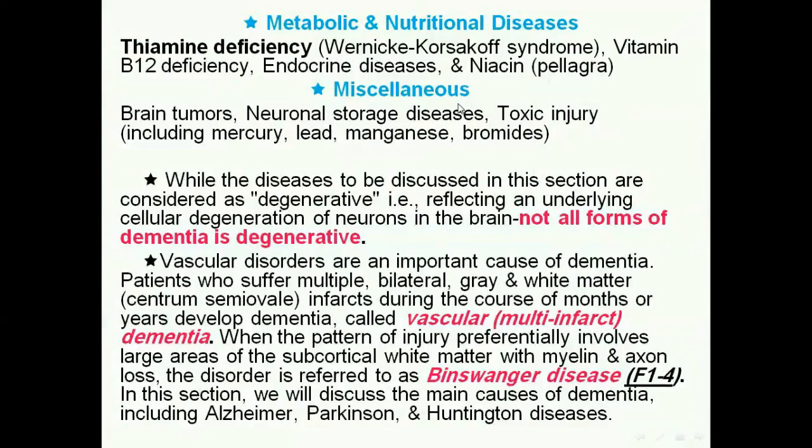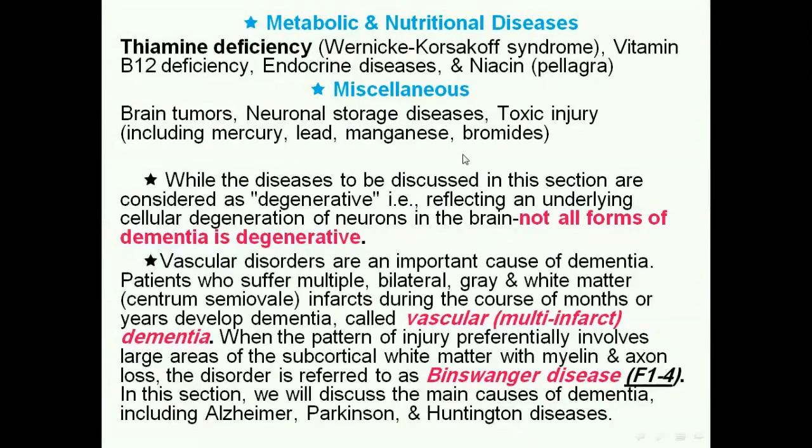Now, other miscellaneous disorders, like tumors, storage diseases of the neurons, and toxic injury, like what happens with mercury, lead, manganese, and bromides. One example of mercury is what happened with the fish in Japan, if you remember what happened.